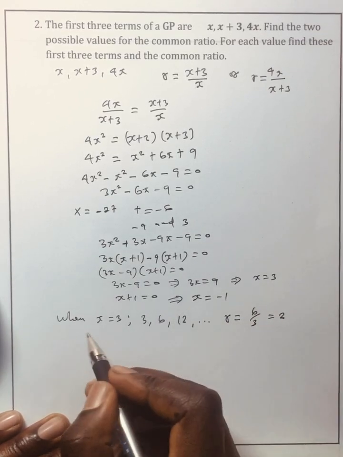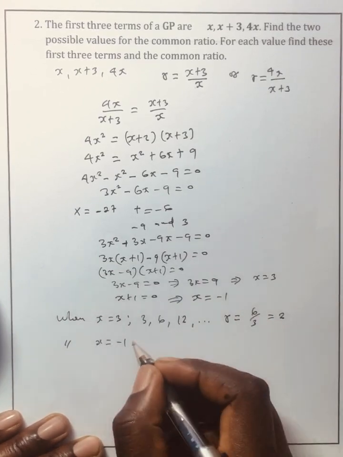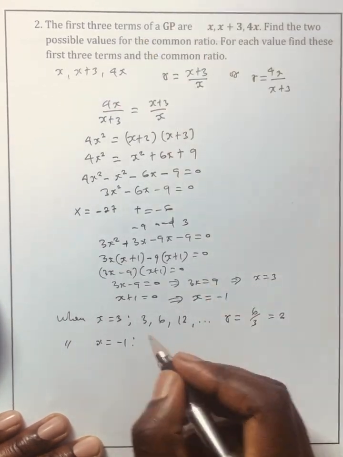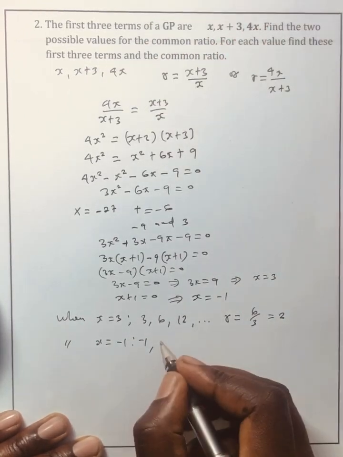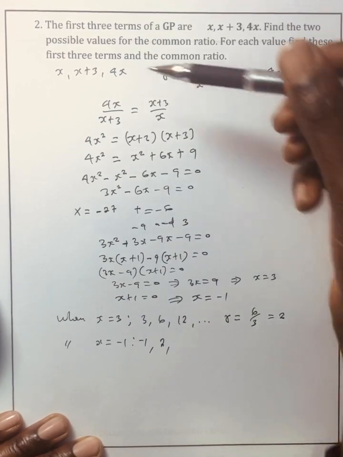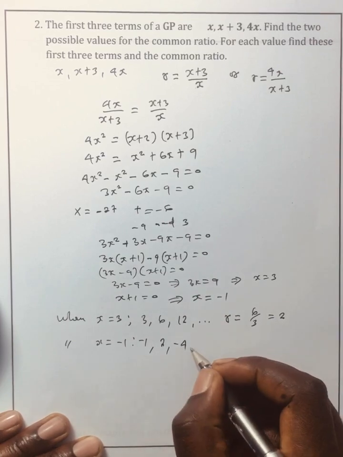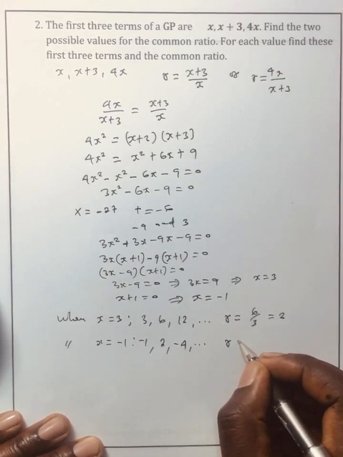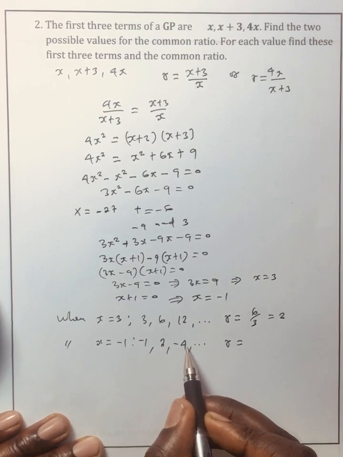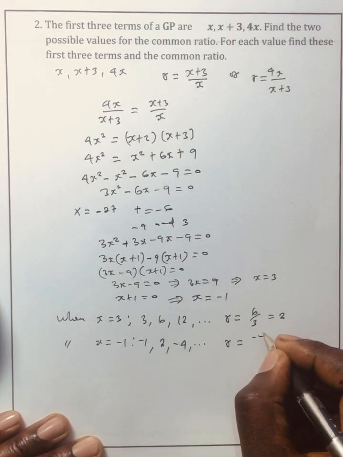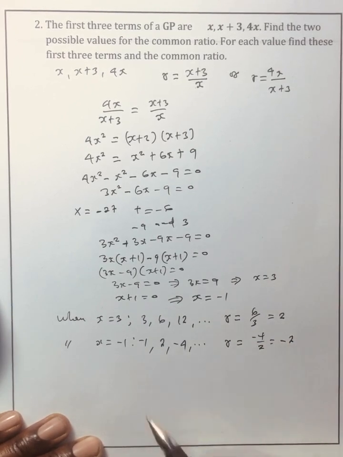And when x is negative 1, we'll have the first term as x, which is negative 1, the second term as negative 1 plus 3, which is 2, and the third term as 4 times x, so 4 times negative 1, that is negative 4. In this case, r will be 2 over negative 1 or negative 4 over 2. You can take any of them, then r will be negative 2. So we have the answer there.